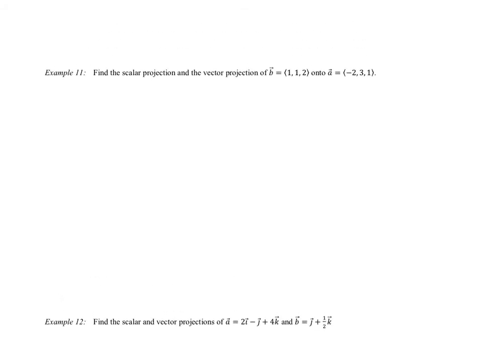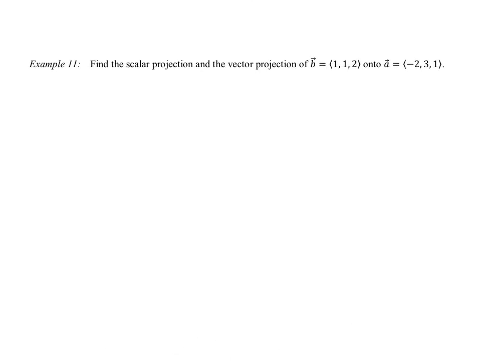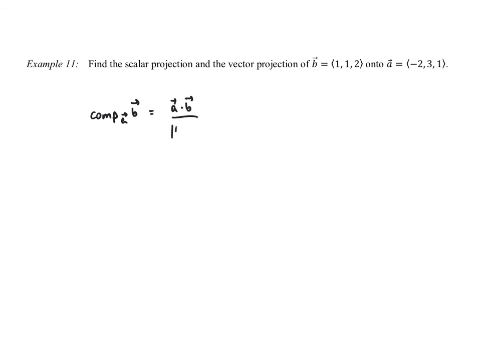All right, we're just going to do 2 examples, and then we'll be done with section 9.3. So the first example is that we're going to take a look at B and A, and we're going to look at the scalar projection and the vector projection if B is projected onto A. So we have our scalar projection first, which is the component of B onto A. And remember that formula is A dot B divided by the magnitude of A.